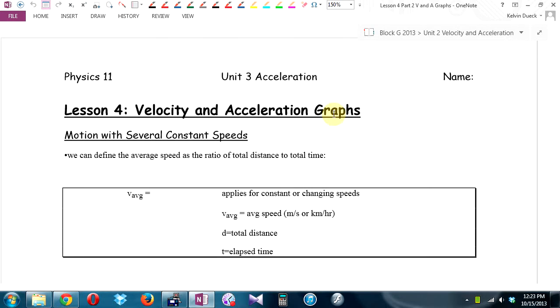We looked last day at distance versus time graphs. Do you remember what I said one of the key points to recognize was? What was the slope of a distance versus time graph? Or a displacement versus time graph? Velocity. What's an easy way to remember that?